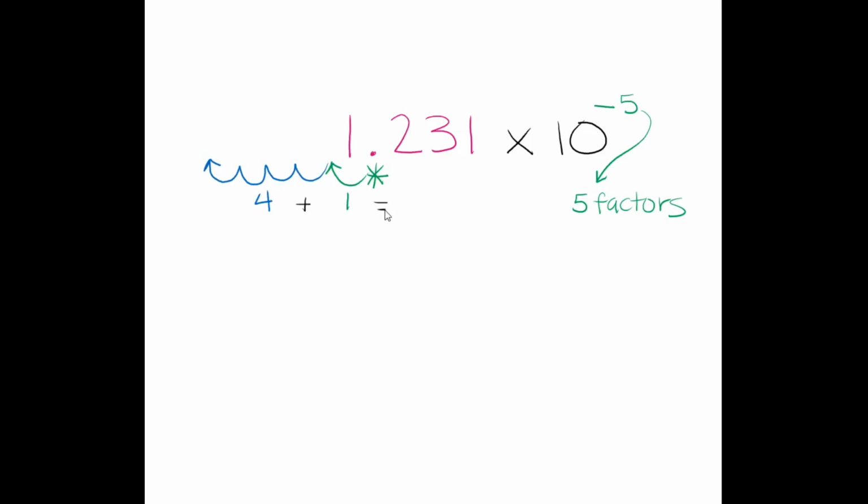When we write our decimal notation, we start with a leading 0 and a decimal point, then our 4 added zeros, and get 0.00001231.